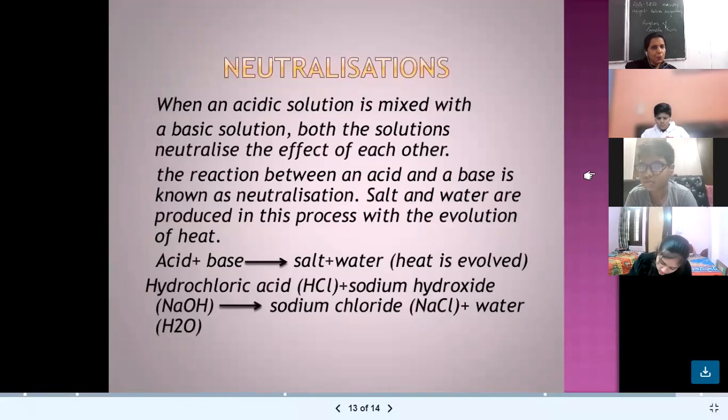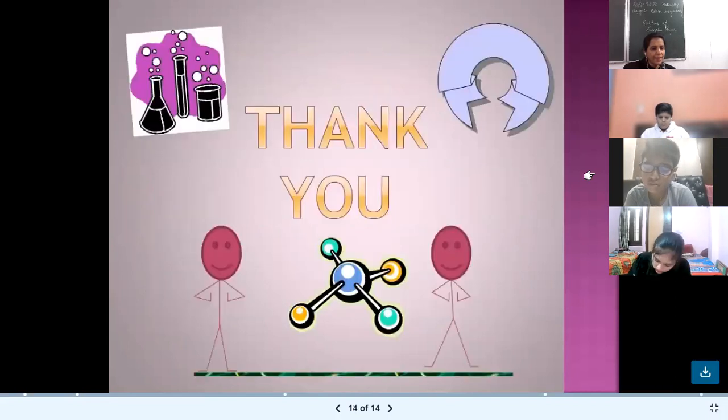The last is the neutralization reaction. As you know, acid and base combine, they form salt plus water, and heat is evolved. And this is a very, very important example of a neutralization reaction: hydrochloric acid plus sodium hydroxide gives sodium chloride plus water. So kindly learn the definition with the example. Okay, beta.